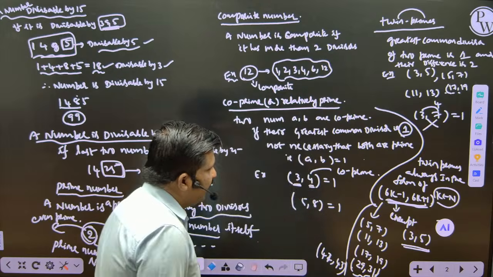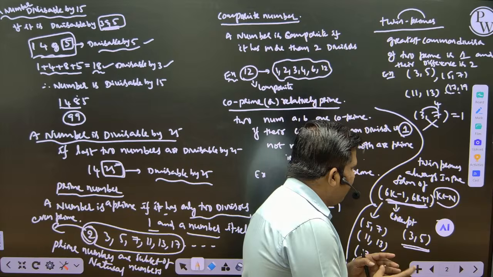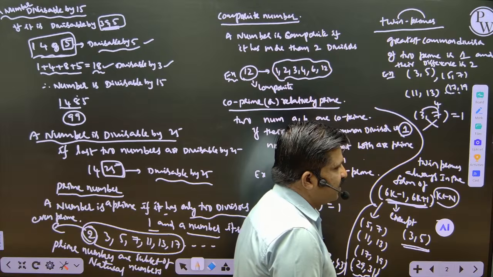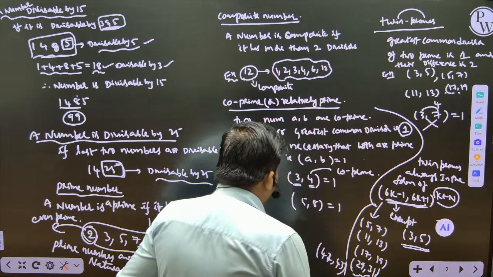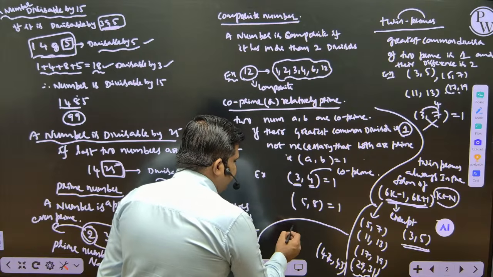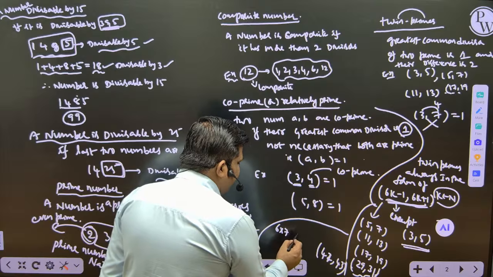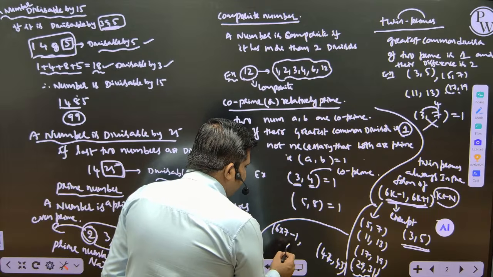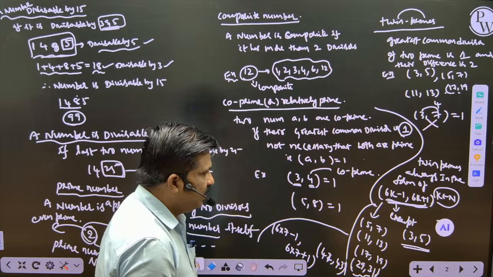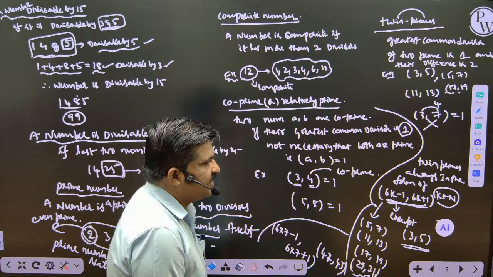So that's why any set of twin primes is always in the form of 6k minus 1 comma 6k plus 1. For example, 41 comma 43. How do I write it? 6 into 7 minus 1 comma 6 into 7 plus 1. Can I write like this or not? So that's why it is in the form 6k minus 1 comma 6k plus 1.